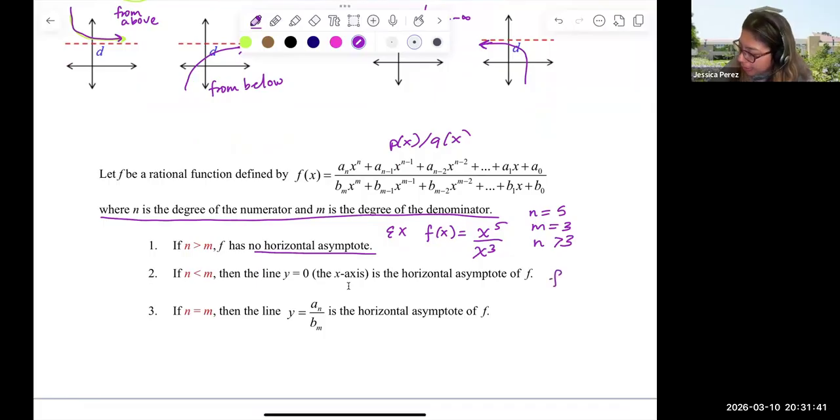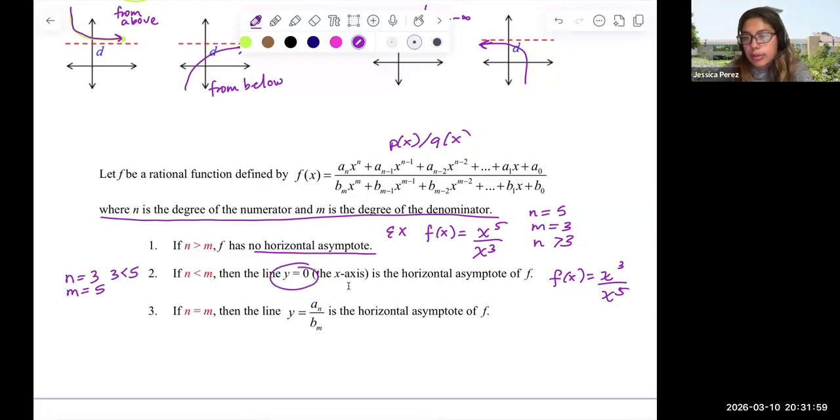So that's if you have f of x is equal to x to the third over x to the fifth. Now, n is equal to 3 and m is equal to 5. So 3 is less than 5. That would mean that your horizontal asymptote is at y equals 0, or the x-axis.